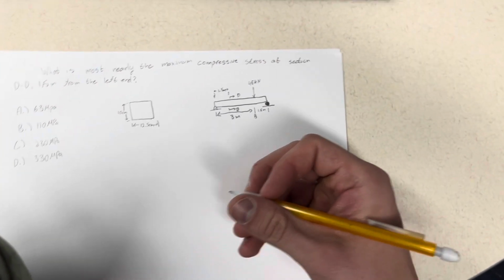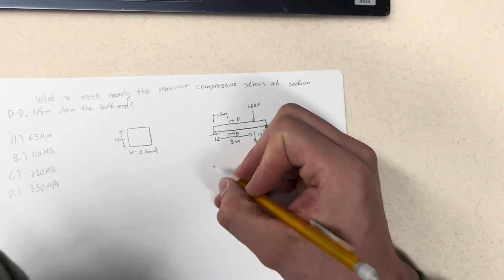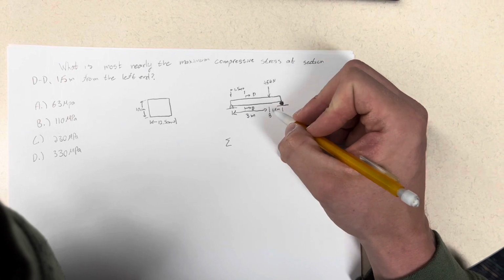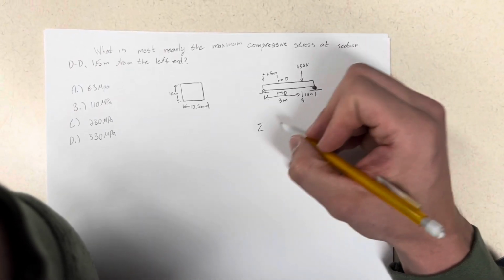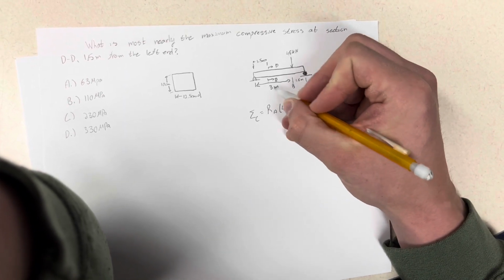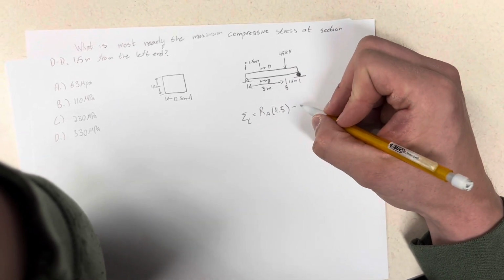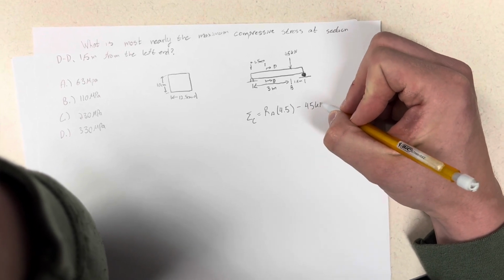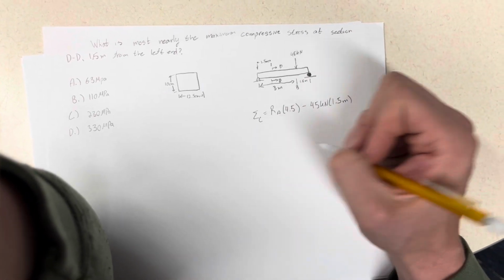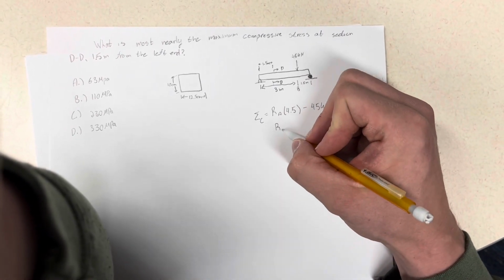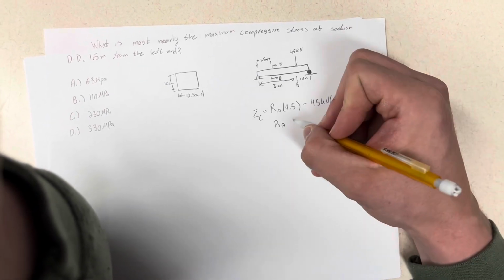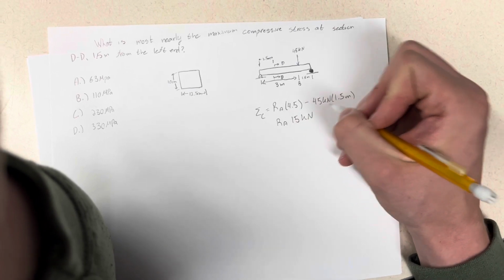So we're going to start by finding the reaction for A, and we're going to do that by starting at point C. A times 4.5 total distance minus the 45 kilonewtons times 1.5 meters. We can just plug that into our calculator and we get RA is equal to 15 kilonewtons.